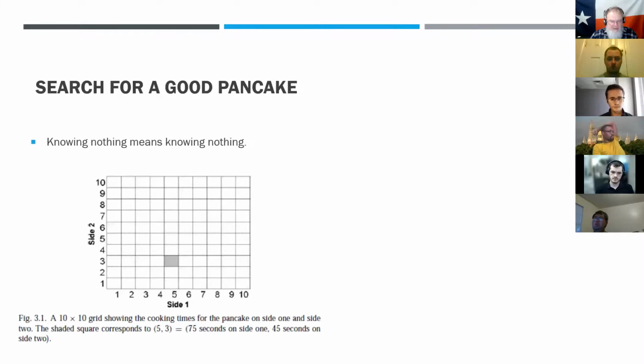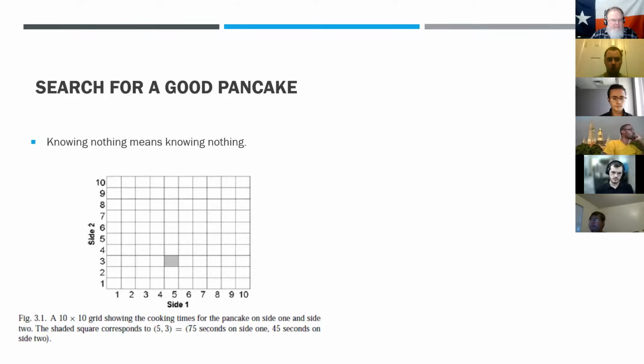So with that, let's look at a very rudimentary example of searching for a good pancake. Now, we're in the kitchen. We know we have some pancake batter. We know nothing about the pancakes that we're going to cook, nothing at all about them. But the only thing that we know is we have to figure out how much to cook the pancake on side one, and then how much to cook the pancake on side two, how long to cook the pancake.